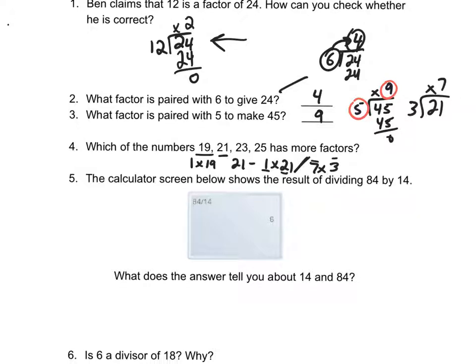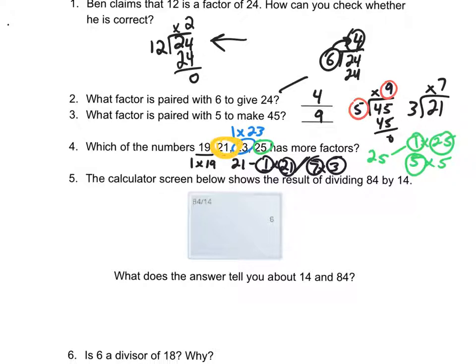So that one's done. Let's do blue here for 23. Well, 23 is a prime number, so it only has 1 and 23. So far, 21's the big winner. And then 25, let's do 25 in green. 1 times 25, and then it ends in a 5, so it's divisible by 5, so 5 times 5. So which one has more factors? Well, the 25 has 1, 5, and 25. And the 21 has 1, 21, 7, and 3. So 21 is the big, big winner.